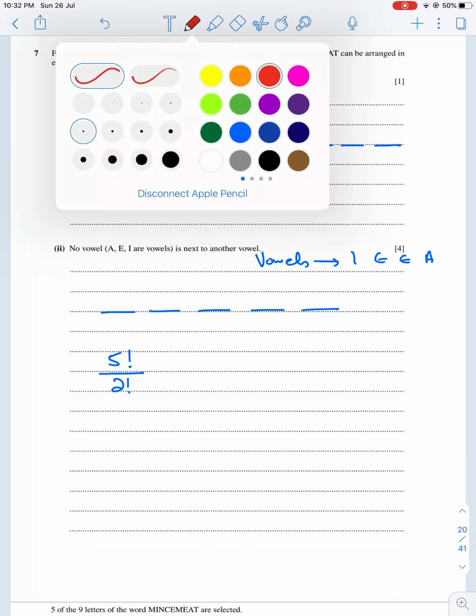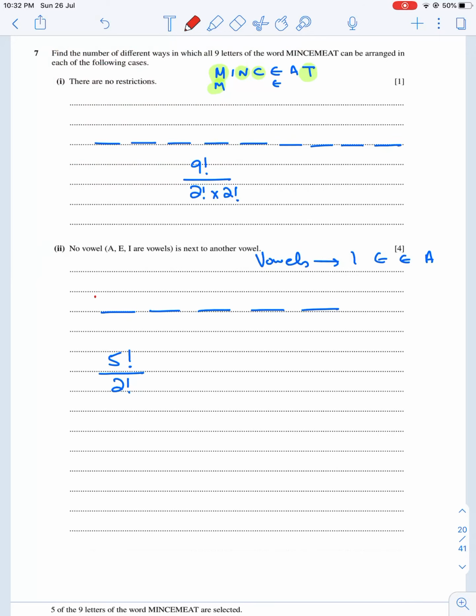Now, if I put arrows, where are the vowels? Where can you put the vowels? Vowels are supposed to be separated. Okay, so the first vowel, there are 4 vowels in all. So the first vowel can have 6 possible positions. Okay, then the second one can have 5 possible positions, then the third one can have 4 possible positions, and the fourth one can have 3 possible positions, divided by 2 factorial because E is repeated twice.